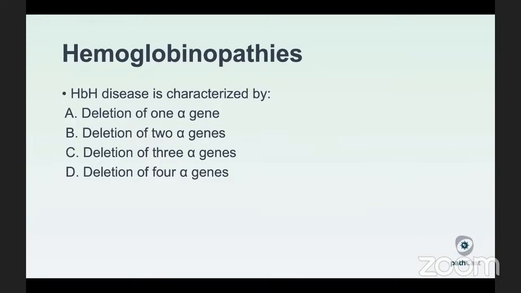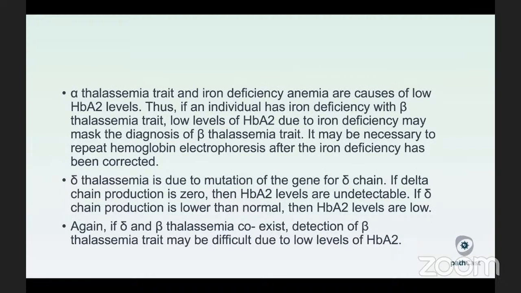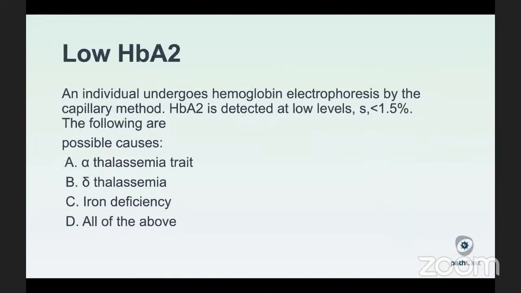Hemoglobinopathies. Moving on to the other questions of benign heme. Hemoglobin H is deletion of how many genes of alpha thalassemia? Three alpha genes. Low hemoglobin A2: an individual undergoing hemoglobin electrophoresis has hemoglobin A2 at a low level. The following are causes of low A2: is it alpha thalassemia, delta thalassemia, iron deficiency, or all of the above? The answer here is all of the above, because hemoglobin A2 is composed of 2 alpha and 2 delta chains. So lack of alpha in alpha thalassemia or lack of delta in delta thalassemia can cause low A2.